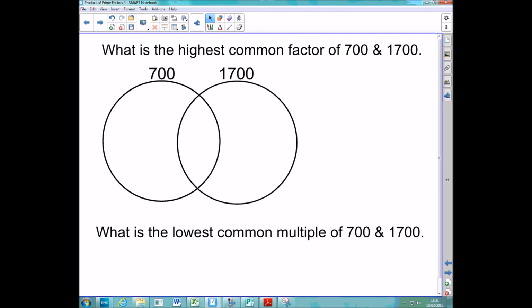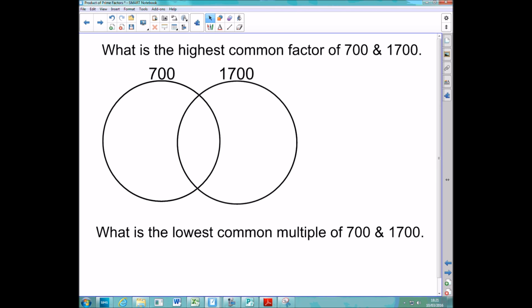So here's my Venn diagram. I hope you can see that there are two circles with one part overlapping the other part. Now what I'm actually going to do here is write all of the prime factors of 700 and 1700 into these different bits of the Venn diagram. I'm going to start off with the center. Now these are all the factors that are in both.